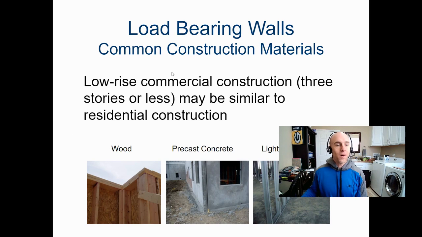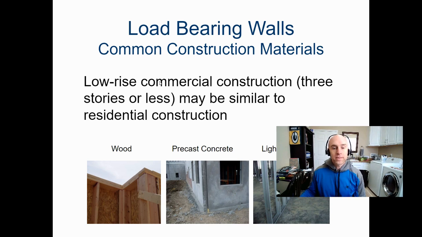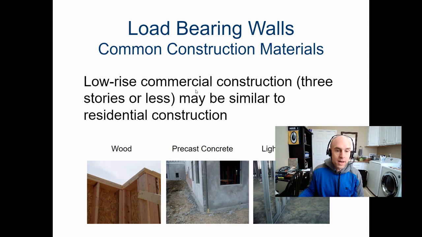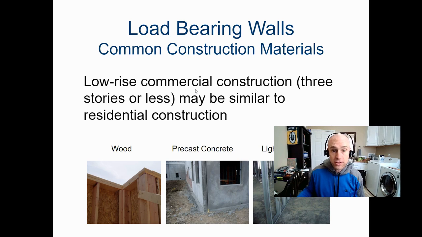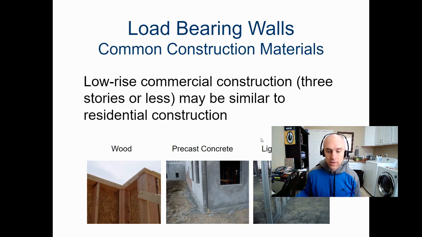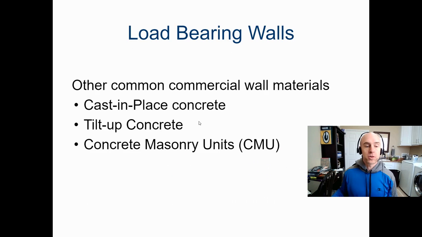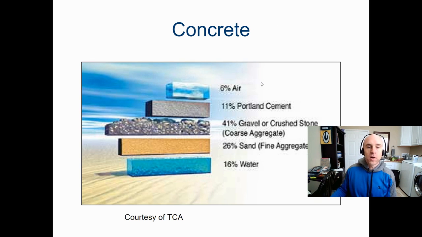So load-bearing walls. We're going to look at typical construction materials. Low-rise commercial construction, 3 stories or less, can be similar to residential construction, which means that they might be made out of wood. You could do some precast concrete or light gauge steel for load-bearing walls. Other common commercial wall materials are cast in place, and we talked about that earlier in the year, as well as tilt-up concrete and concrete masonry units. So we're going to talk about each one of these in detail, so we'll come back to these as we move forward. So first thing, though, is concrete.